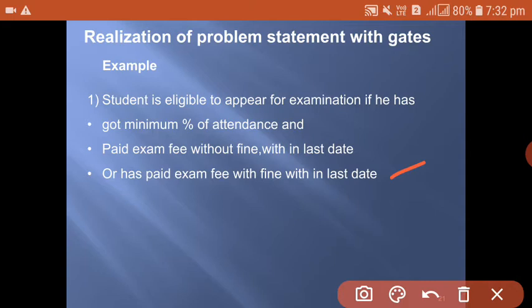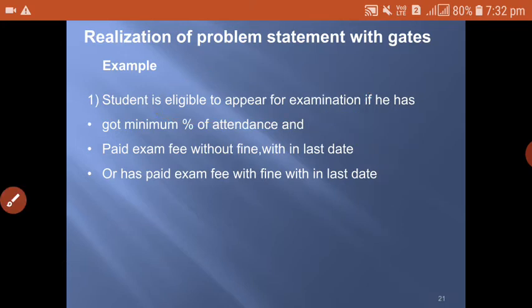Pertaining to these three conditions, we need to have three variables so that you can have the output Y as eligibility to appear for examination, so that you have one output variable and how many input variables? Three input variables. The first variable corresponds to the attendance, the second and third variables correspond to paying the fee without fine and with fine. So you have two different variables. So overall you have three input variables and one output variable.